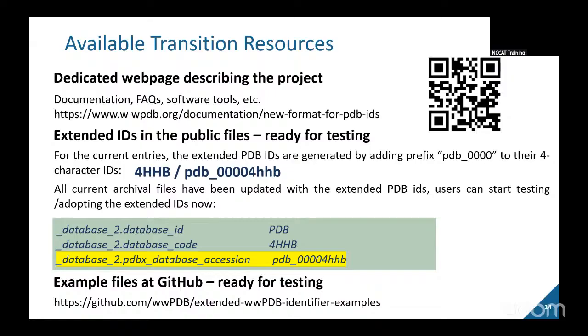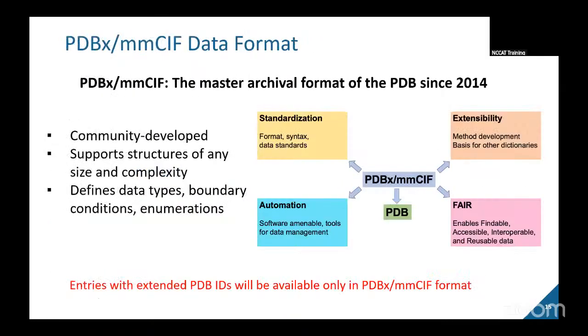In the public files, they all contain these extended IDs. You can find them in the database to categories. For example, here you have legacy ID 4HHB, which now also appears in its extended form. This ensures compatibility. We put files on GitHub to support testing and integration efforts, and we recommend everyone start using these resources now to plan for what's to come. Also, data APIs will support extended IDs by 2027, which is at least a full year before rollout of the next generation archive. So the transition's well underway.